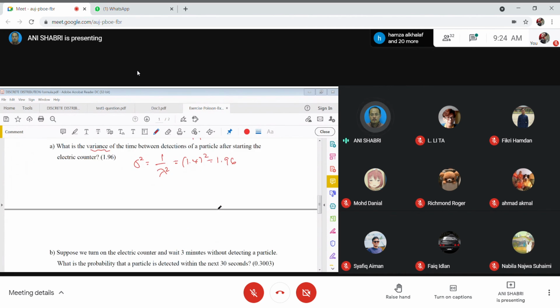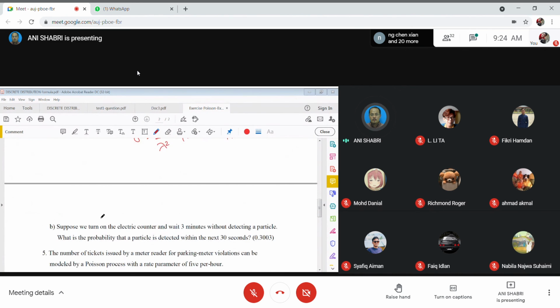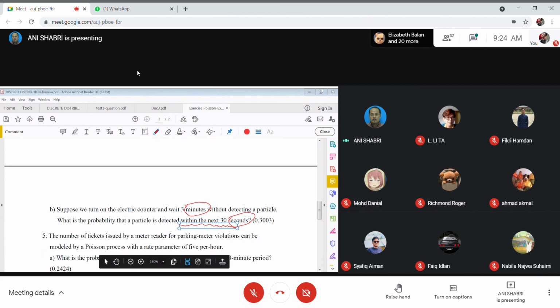Okay, number B. Okay, suppose the question same, within the next 30 seconds. Okay, for this one is same. The important, you must seragamkan the unit, is minute, this one is the second. The unit must same. Okay, which the already occur, probability that already occur, X greater than already occur.